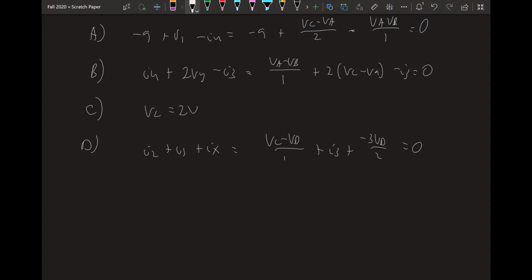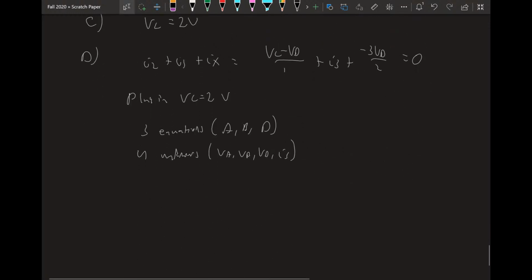So now we have all of our equations. When we plug in Vc, that should be 2 volts, we're going to end up with 3 equations, the equations for A, B, and D. Well, we get 4 unknowns, right? Because we don't know VA, VB, VD, or I3. To solve this, we need one more equation.